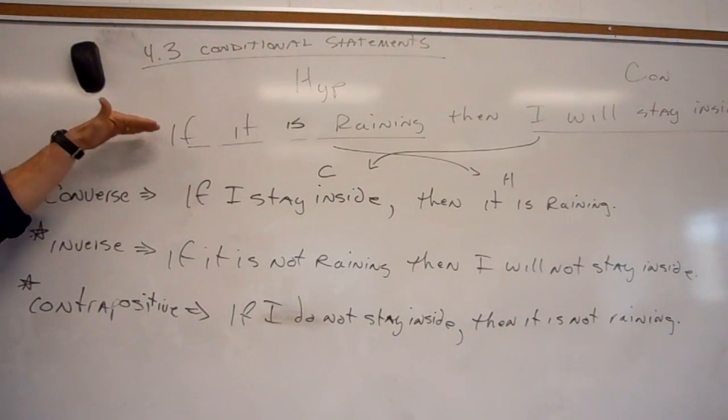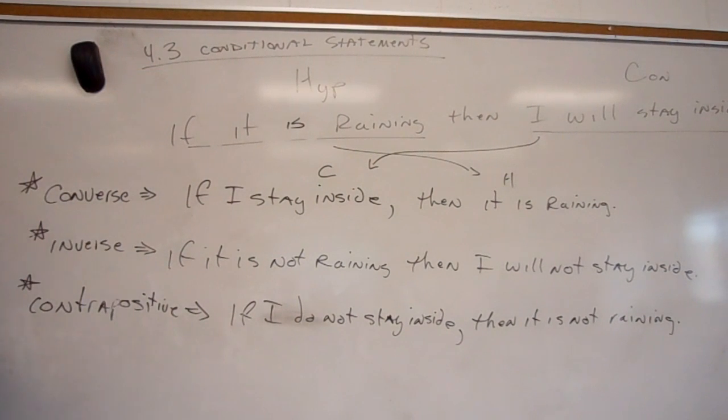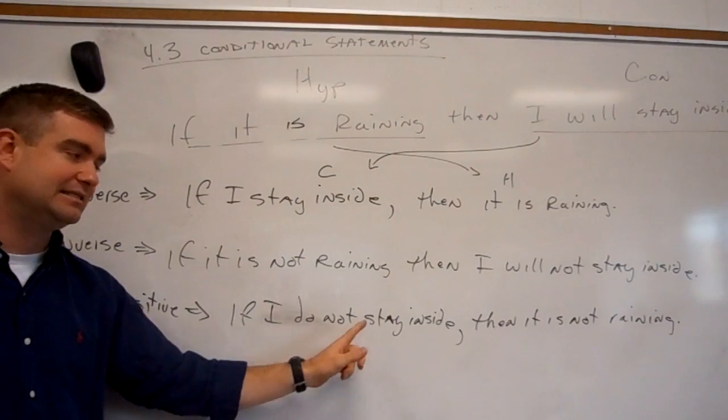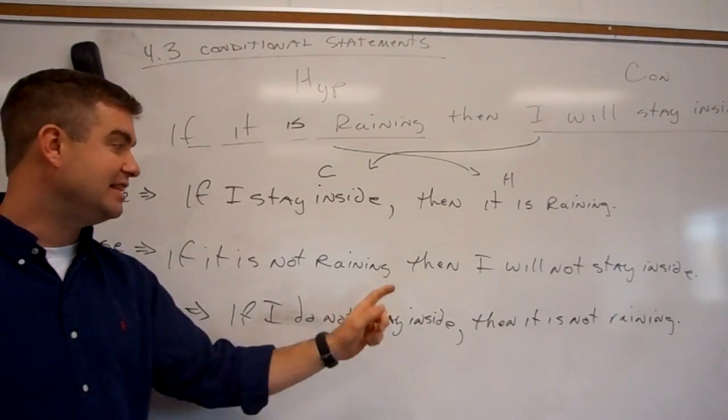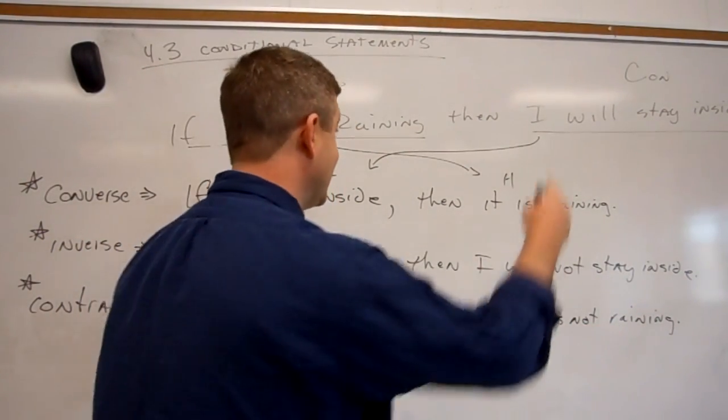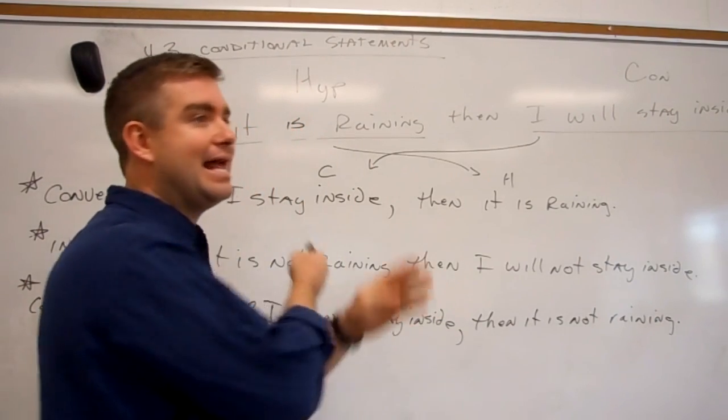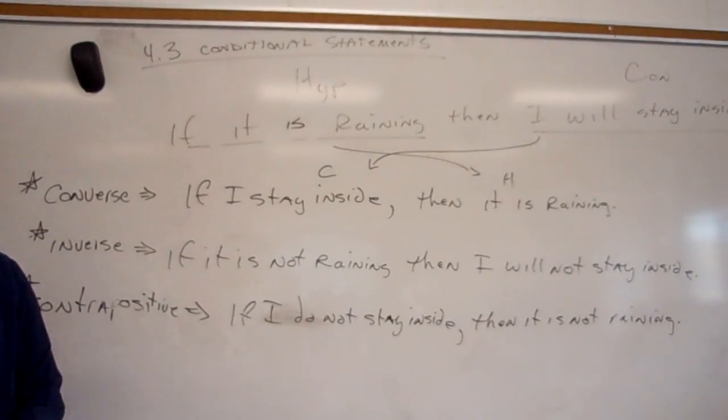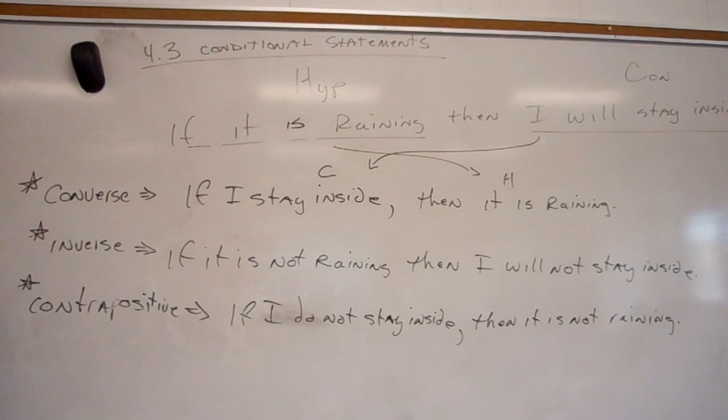So if our original statement is, if it is raining, then I will stay inside, the contrapositive is, if I do not stay inside, then it is not raining. Meaning I swapped them and I added a not. That's what contrapositive means. Okay? Questions? Any questions on a conditional statement, the converse, the inverse, and the contrapositive?